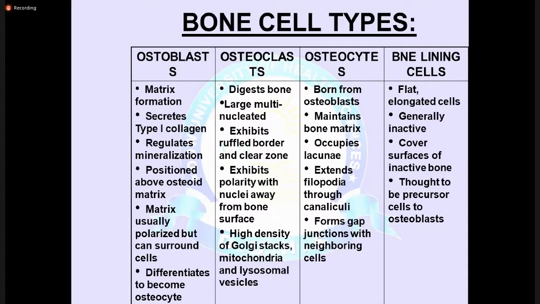So what is the fate of this osteoblast? After taking part in bone formation, the osteoblasts are converted into osteocytes. They differentiate to become the osteocytes, which are trapped inside the lacunae of the calcified bone. So now the second type of bone cell, the osteocyte. You can see here the osteocyte, the osteoclast, and the bone lining cells.